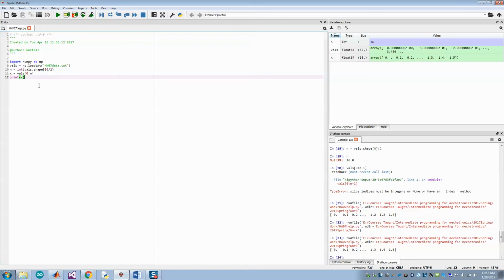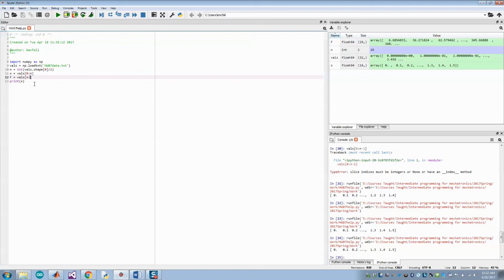Then I want to go f equals. I need to get the last 16 values. So I want to go from n to the end. Does that work? Let's see. And we want to print f.